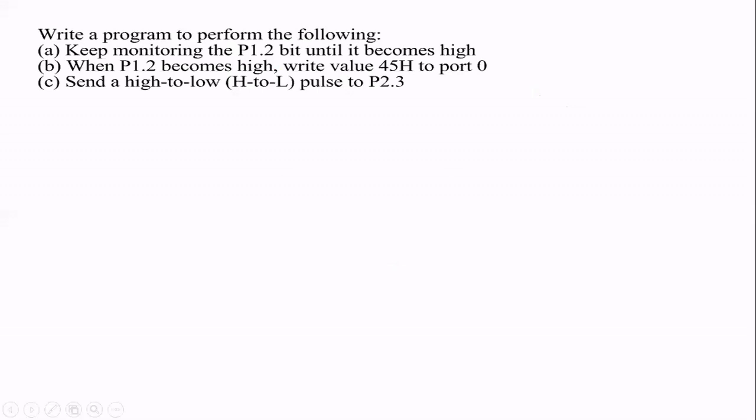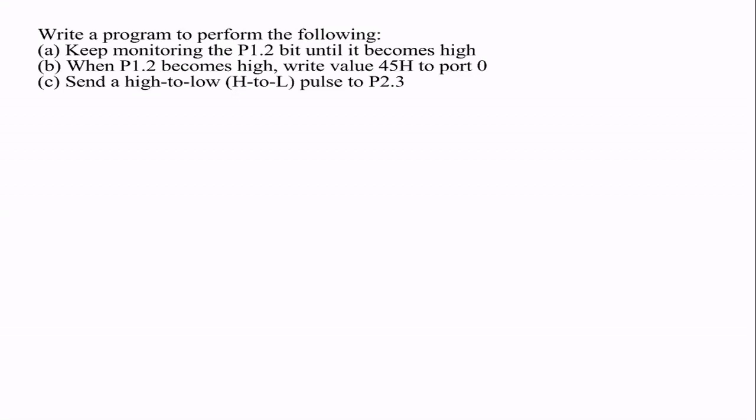So what we need to do is keep monitoring the pin with bit P1.2 till it becomes high, and we need to check that. When P1.2 becomes high, write value 45 to port 0. So we need to write 45H to port 0 if the P1.2 bit becomes high. Send a high to low pulse to P2.3. You need to send a high to low pulse to P2.3.